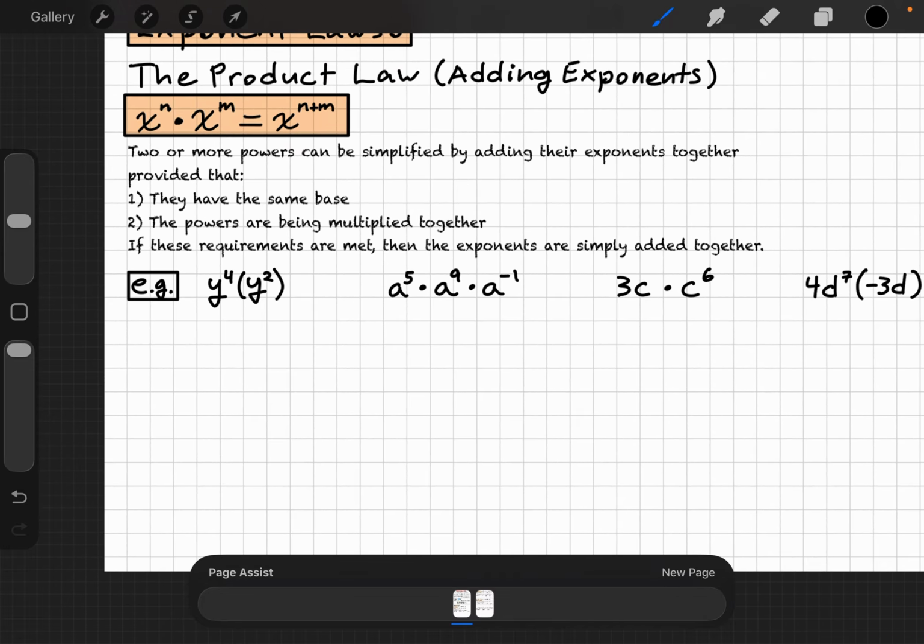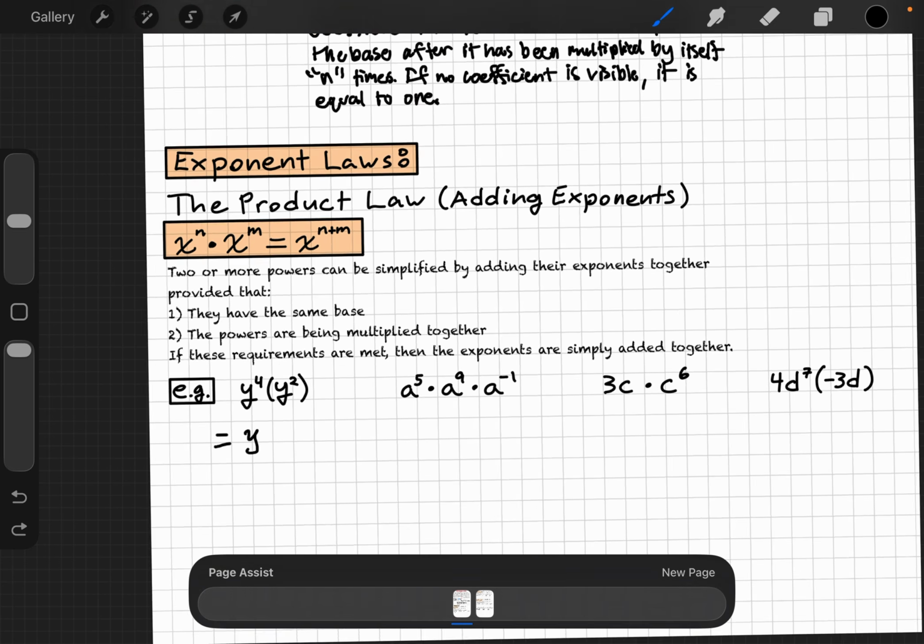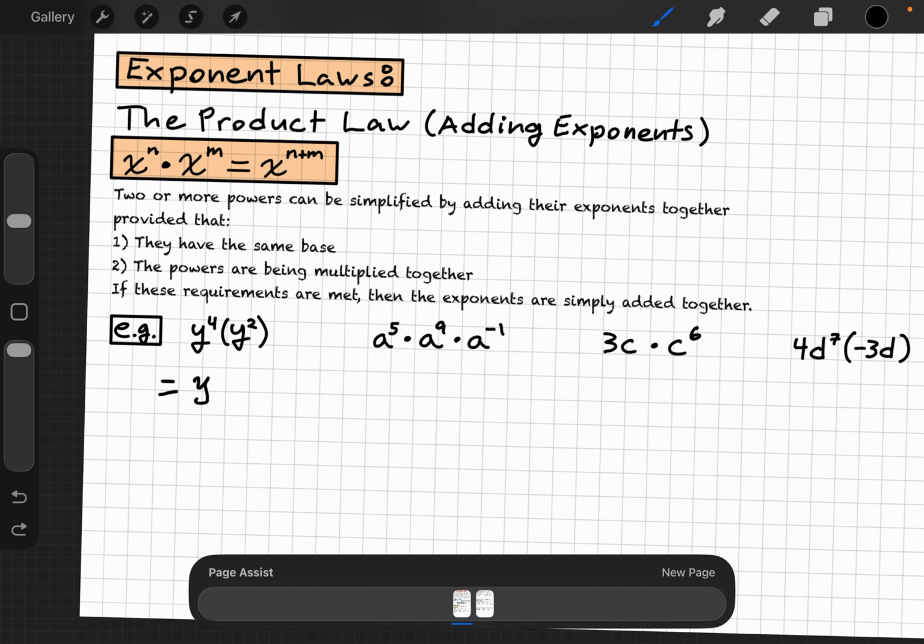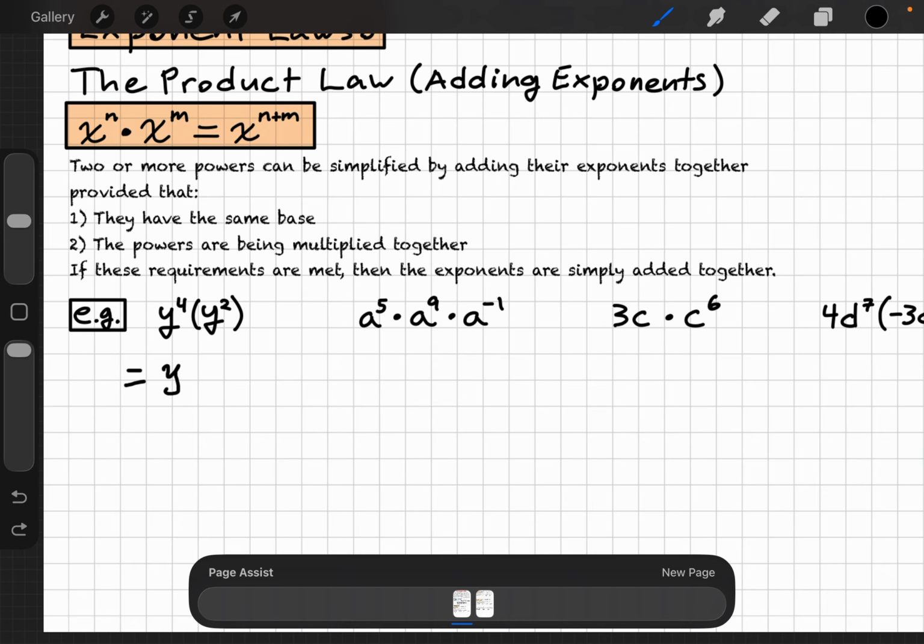So here are some examples. First example, y to the power of 4 multiplied by y to the power of 2. Let me do this one real quick. Oh my god, this looks so terrible. Is equal to, so you see here, they have the same base. The base here, which is the x here, in this case is a y. So both of their bases are y, and they're being multiplied by each other. Now we'll just add their exponents. So 4 plus 2, which is the same thing as y to the power of 6. So this is the answer.